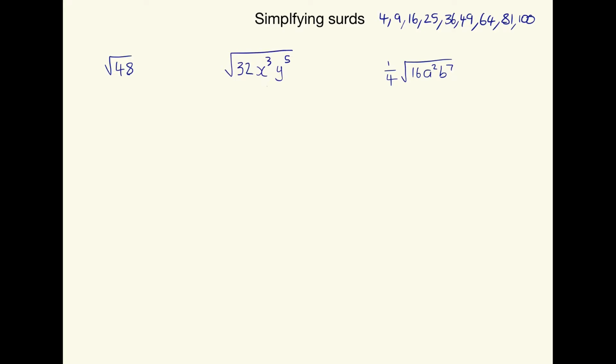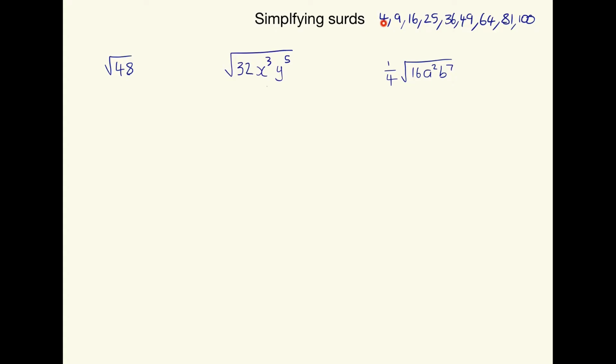So let's have a look at root 48. We need to break up root 48 into two parts, or two factors, one of which is a perfect square. I have the perfect squares here, or from 4 to 100. Can we use one of these perfect squares to multiply another number to make 48? So let's have a look at 4. We'll start off at the bottom. Yep, 4 times 12 is 48. So we could use that.